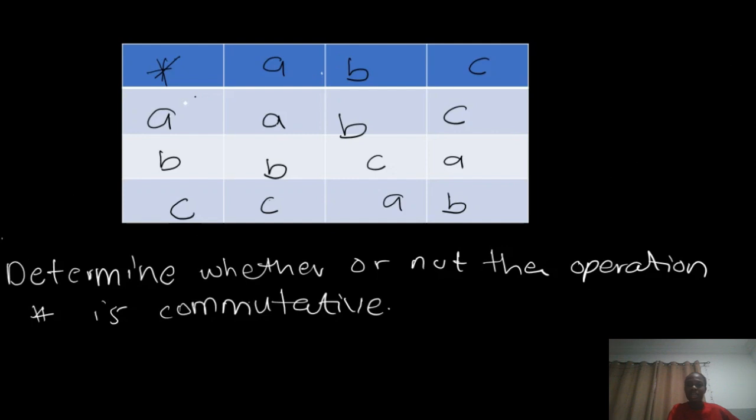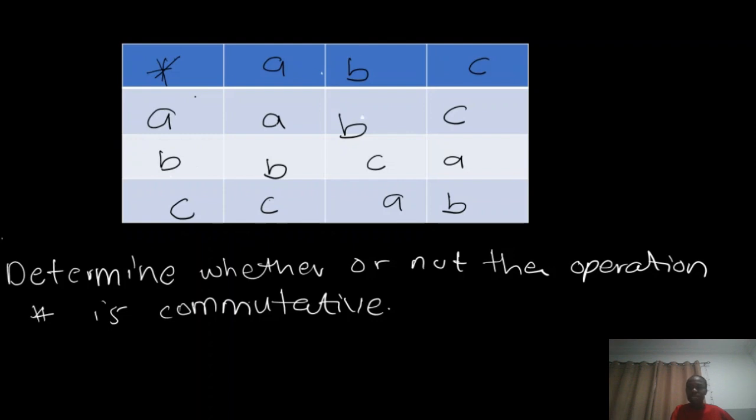So now we have A star A is A. Since A and A are the same, if you change the order, it's still A star A, which is A. A star B is B, and B star A is also B. So it's commutative. A star C is C, and C star A is also C. So it's commutative. Then we've already checked for B and A.